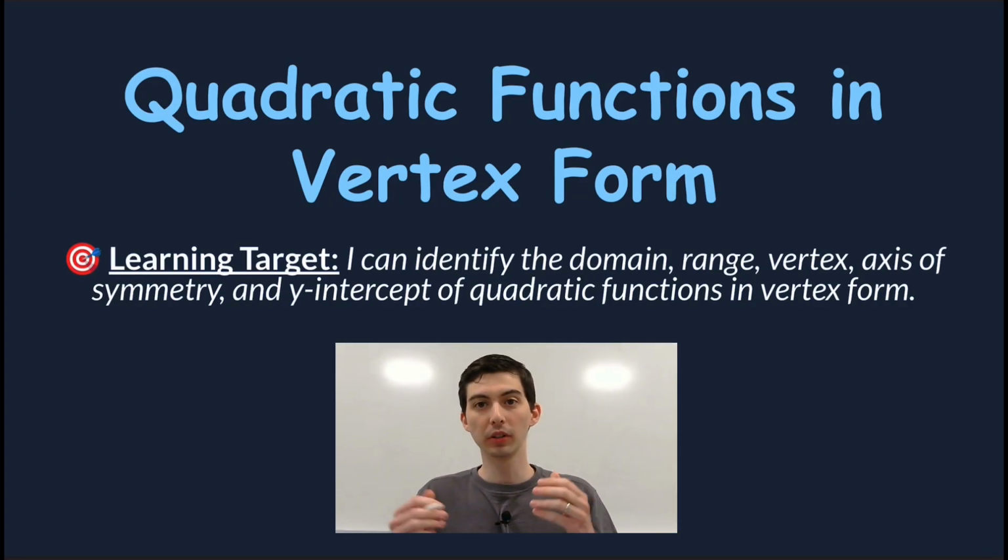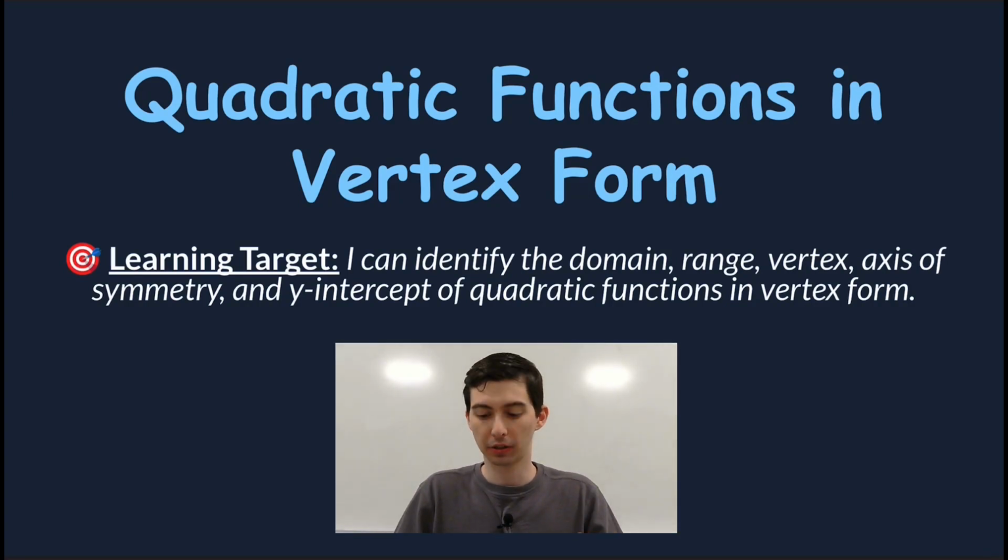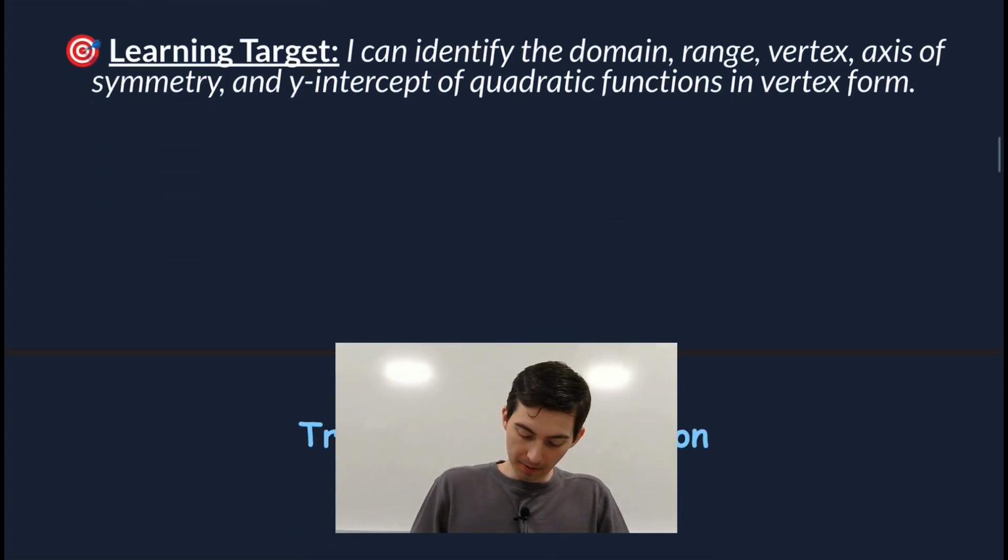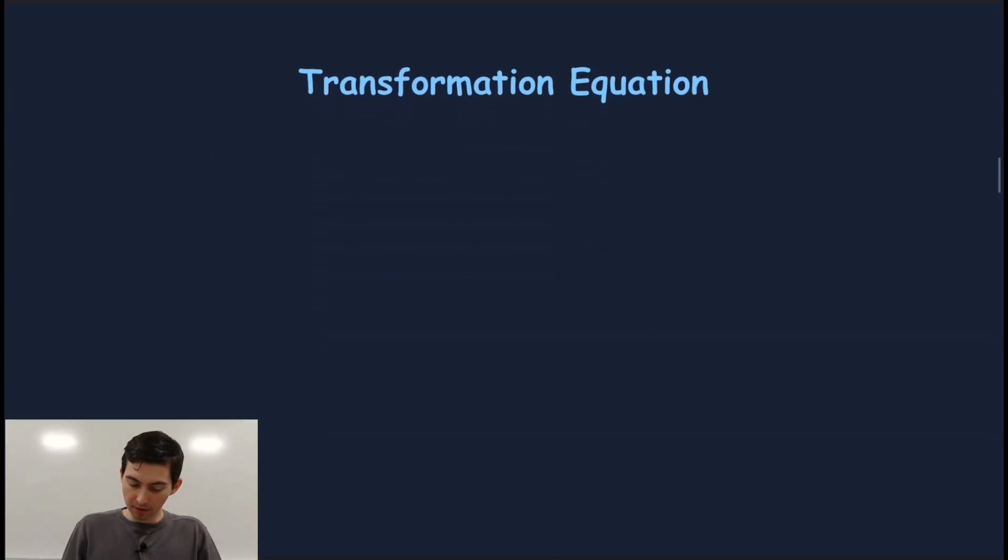In this lesson, we're going to learn about quadratic functions in vertex form. Vertex form gives us a lot of information about the key attributes, and we're going to work on finding those without even seeing the graph. So first, vertex form is the same thing as our transformation equation for quadratics.